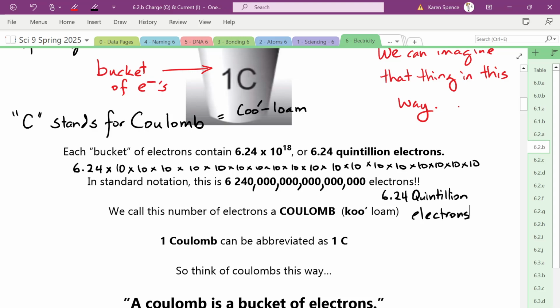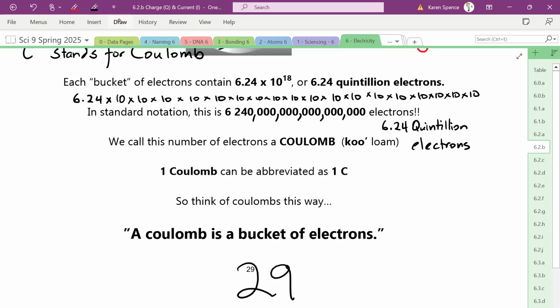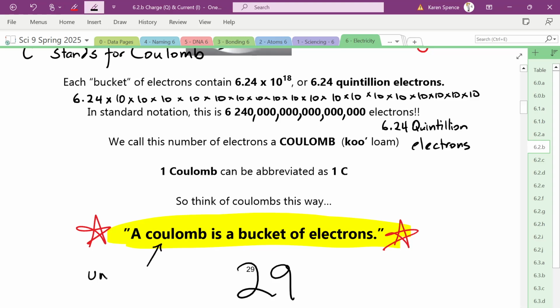So a coulomb is a bucket of electrons. That one I want you to stick in your head and remember that. A coulomb is a bucket of electrons. It is a unit to measure charge. And what is the symbol for charge? Do you guys remember? Q. It stands for quantity of charge.